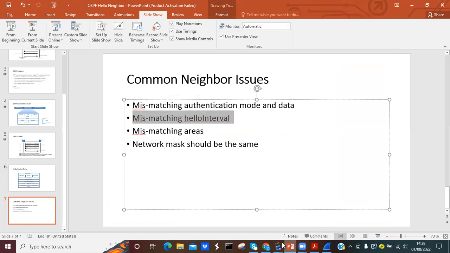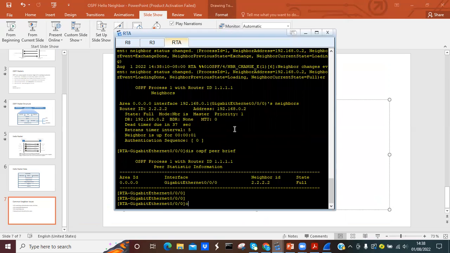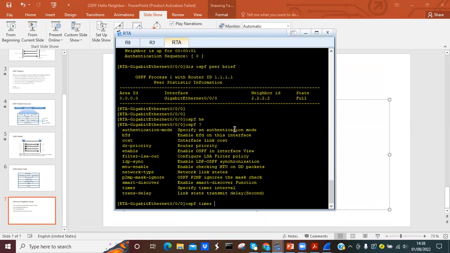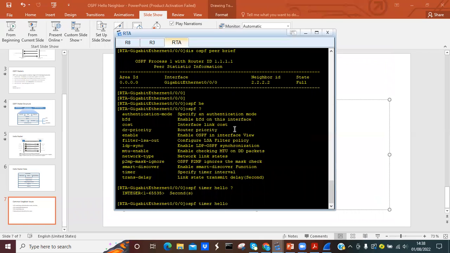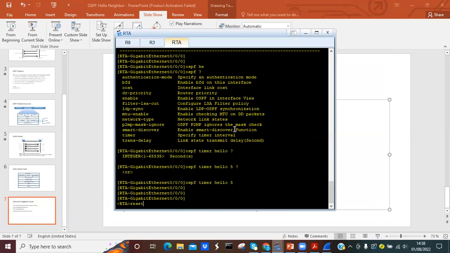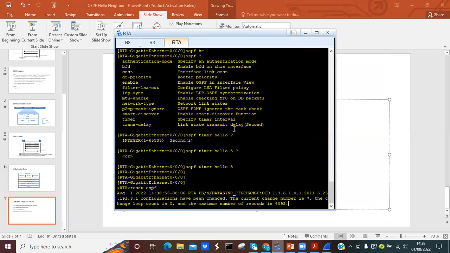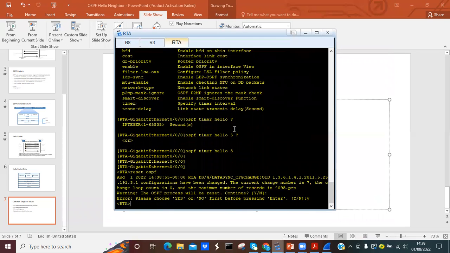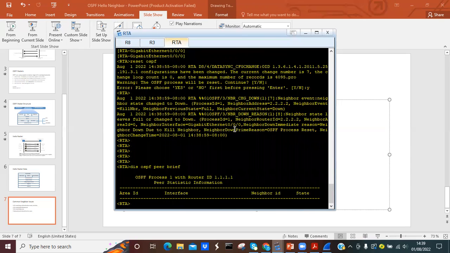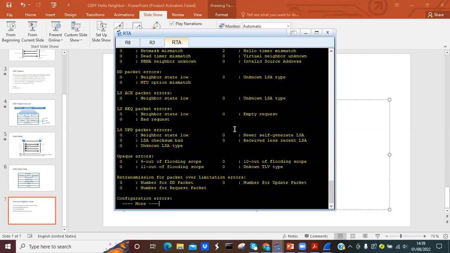So for example, if here I say OSPF timer hello, I want to send my hellos every 5 seconds. So reset. The other side we have not changed, so it's still 10 seconds. So let's see. If you display OSPF here, brief, we don't have any neighbor. Why? We can display OSPF error and see what we have.